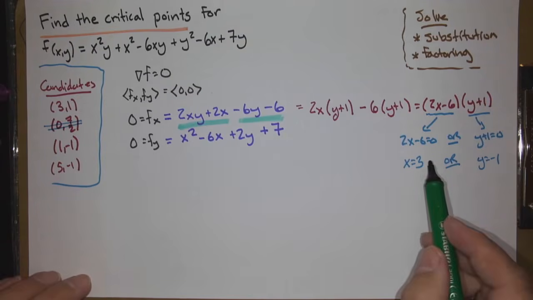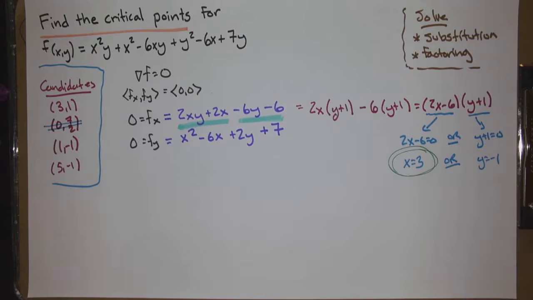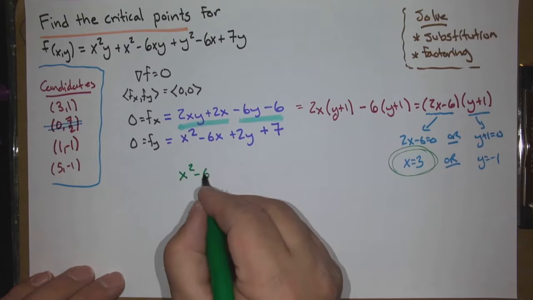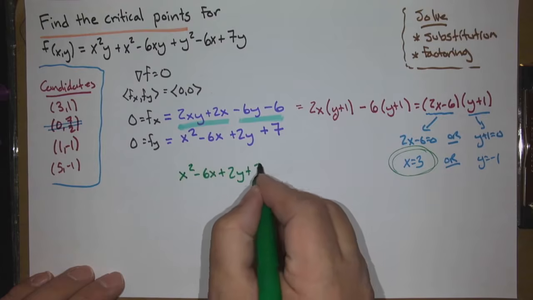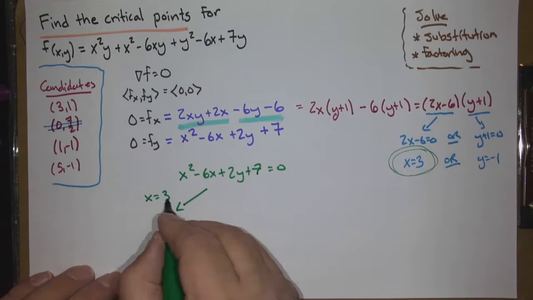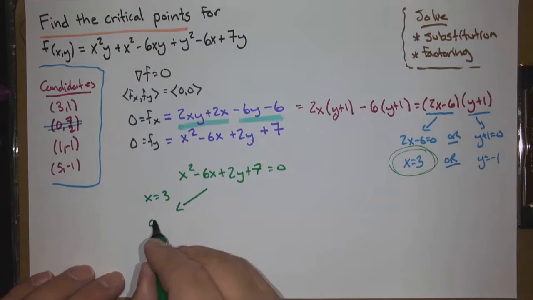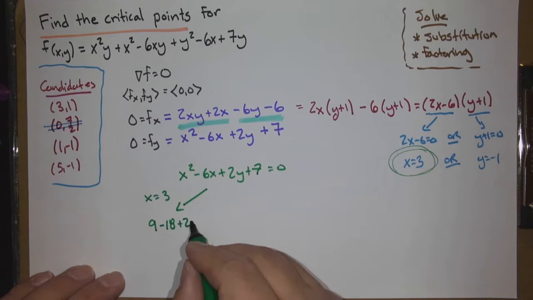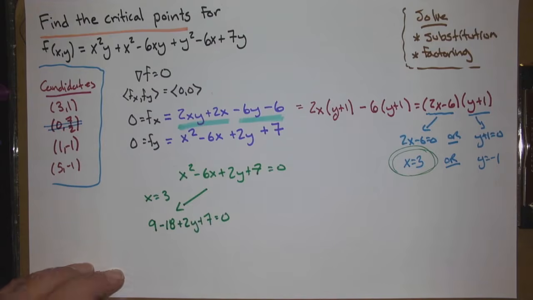All right. Now, notice so far we've only used the first equation, partial f partial x equals 0. We haven't done anything with f sub y. So let's remind ourselves what's going on. We have x squared minus 6x plus 2y plus 7 equals 0. Well, we're looking at x equals 3. So that becomes 9 minus 18, which is 6 times 3, plus 2y plus 7 equals 0.